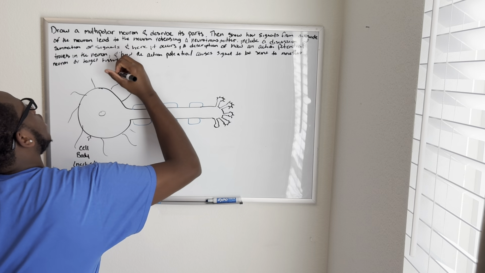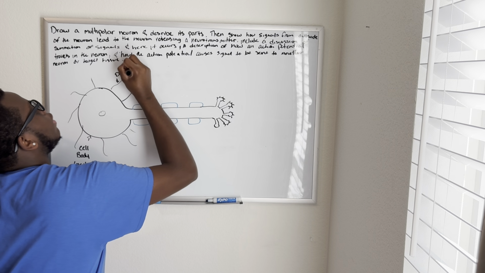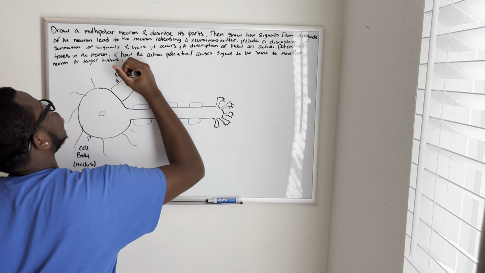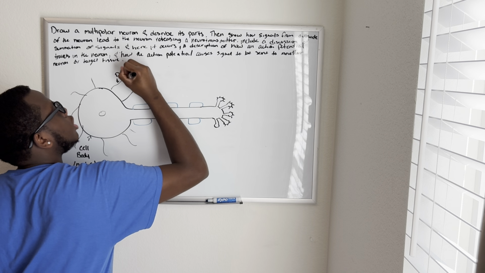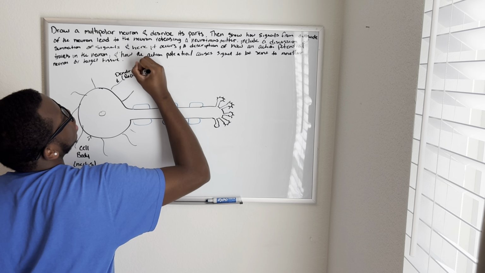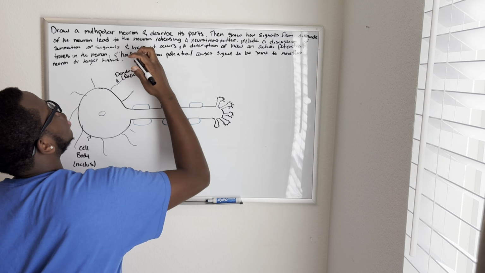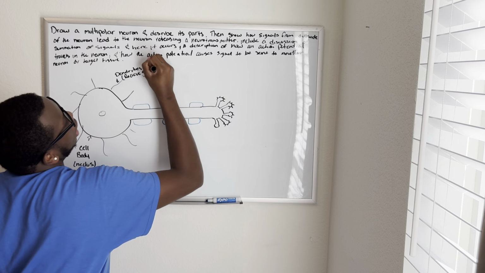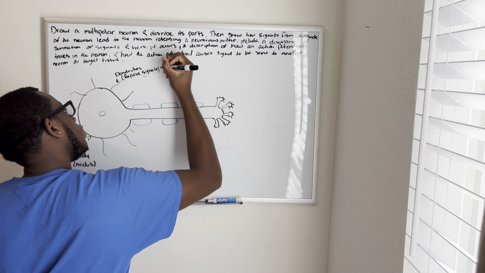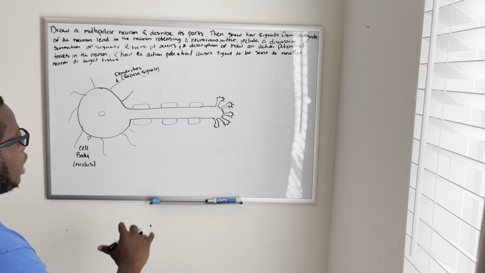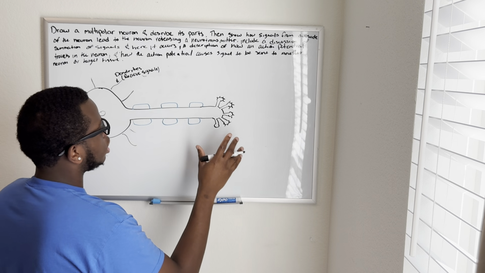These little tentacle things are called dendrites, and their function is to receive signals from other neurons and others, like cells and tissues.